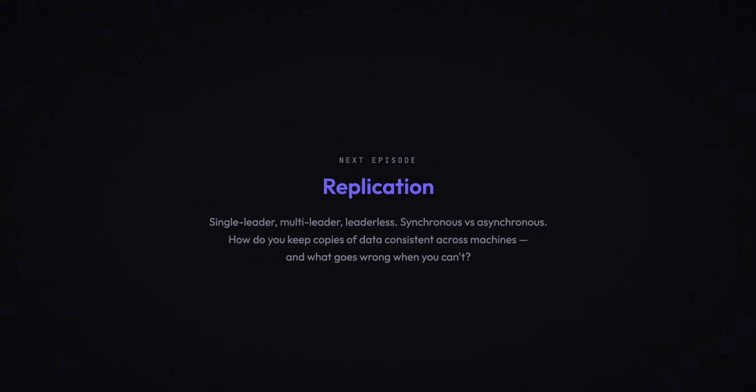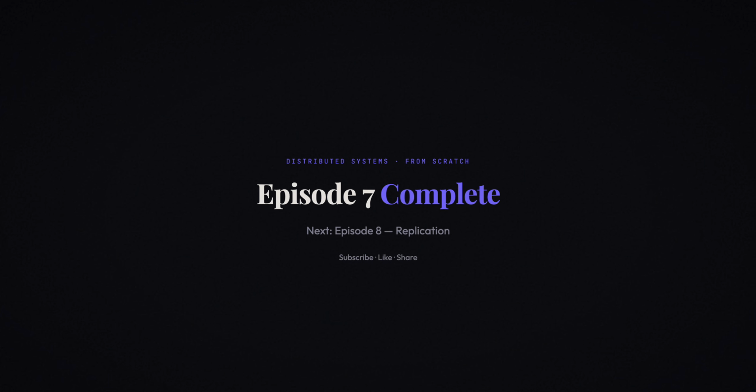We've been using the word replication throughout the consensus episodes, but replication is a bigger topic than consensus alone. There are multiple replication strategies: single leader, multi-leader, and leaderless. Each has different trade-offs for consistency, availability, and performance. We'll explore all three, see how they connect to the consistency models from episode 5, and understand why systems like Dynamo chose a fundamentally different approach from Raft.